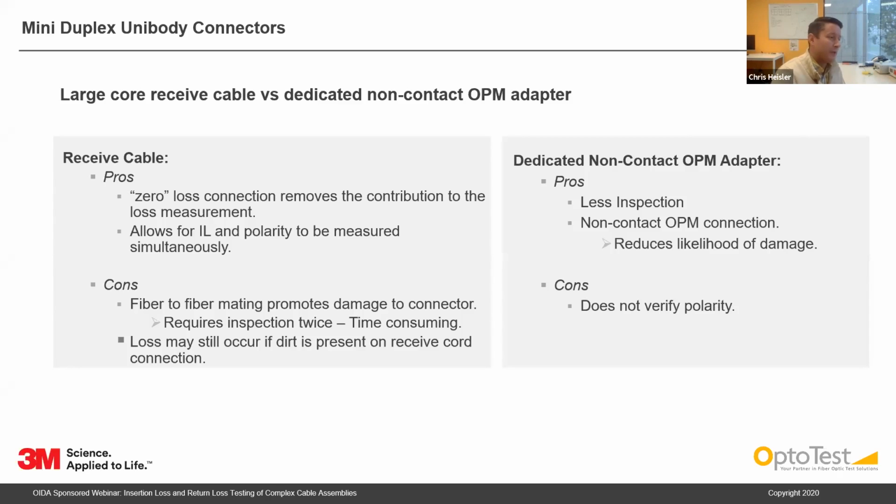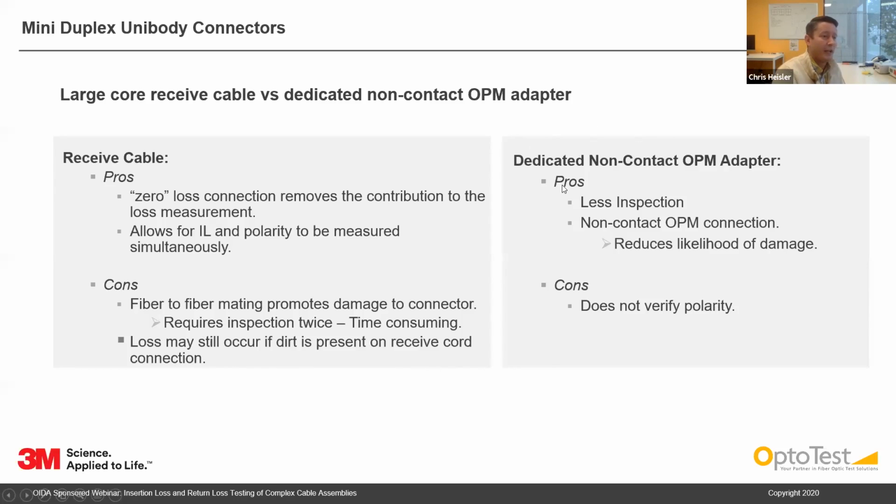So because on the receive side, this is a fiber-to-fiber mating, you should inspect that connection prior to making that connection, whereas in the previous method with the dedicated non-contact OPM adapter, you don't have to worry about inspecting that end that connects into the OPM. Another con is that the loss may still occur if dirt is present on the receive cord connection.